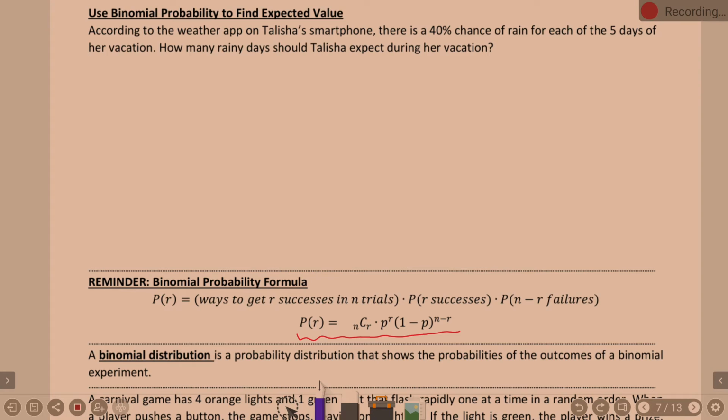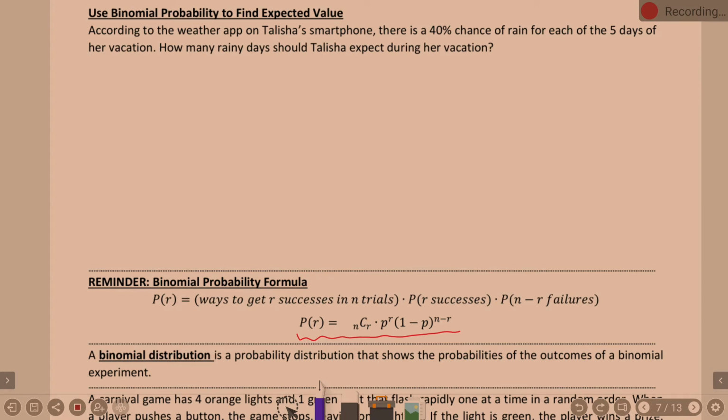Thinking ahead about expected value, remember, expected value is the outcome times the probability it's likely to happen, plus the outcome times the probability it's likely to happen, over and over. It's a 40% chance of rain for each of the 5 days. We're using our binomial probability, and at the bottom of my paper I have a reminder. What did we learn last lesson? Did we learn this binomial probability formula? We did. It's not the smallest thing, but the good news was we had calculators.